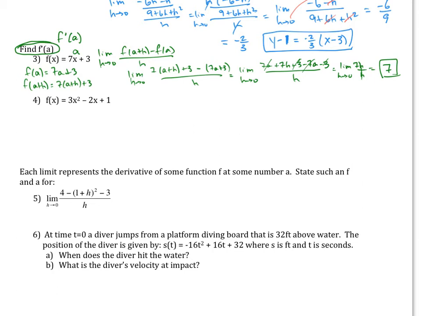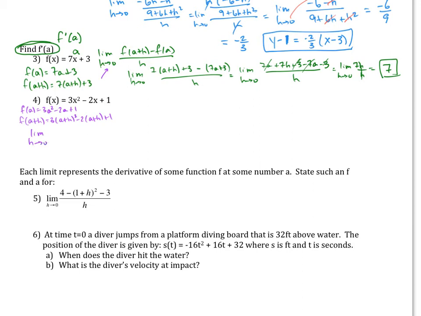So now let's take a look at number 4. Okay, so it's the same situation. We have to do this as general as possible. So we need to find f of a, obviously. So f of a will be 3a squared minus 2a plus 1. And then f of a plus h will be 3 times a plus h squared minus 2 times a plus h plus 1.